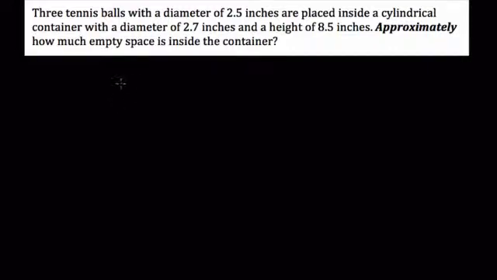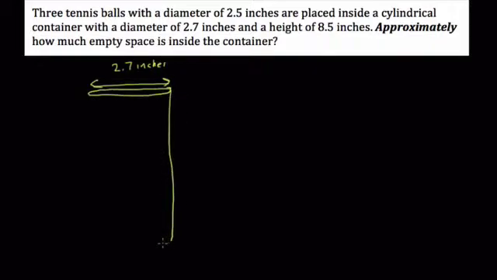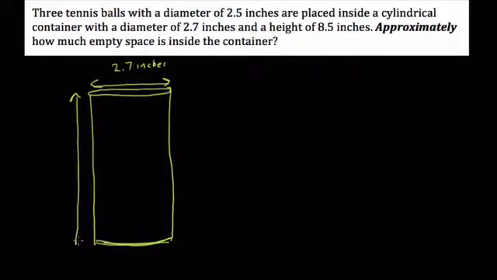Our container is a cylinder, right? So the diameter is 2.7 inches. If this is about 2.7 inches, this is how wide the container would be. So we draw our cylindrical container here. This is my rough drawing. Okay, that's my cylinder, and the height is about 8.5 inches.